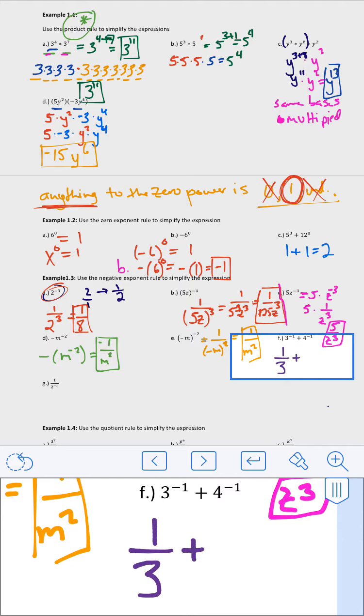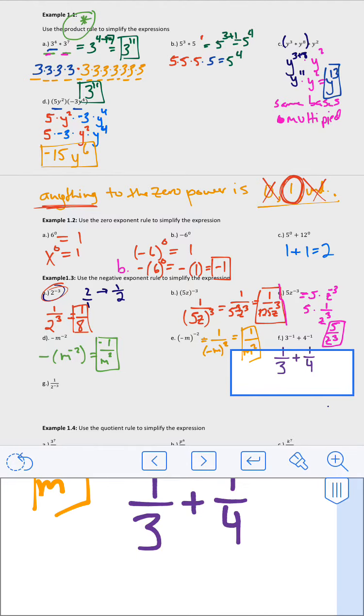Same thing goes for 4 to the negative first, right? By definition, that means use the reciprocal, make the power positive. 1 over 4 to the first, or 1 over 4, right? So that's how we would use the negative exponent rule to switch those. Works with numbers, works with variables.